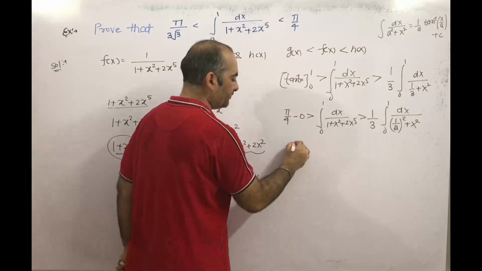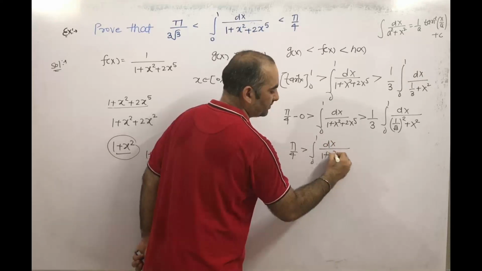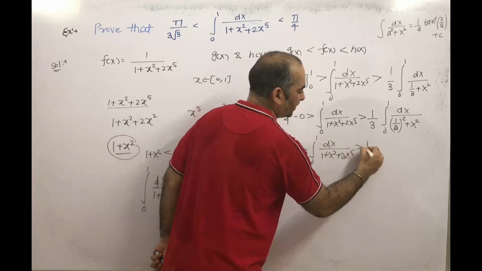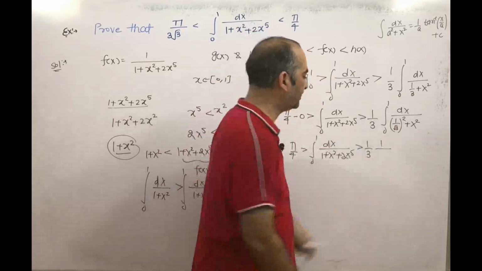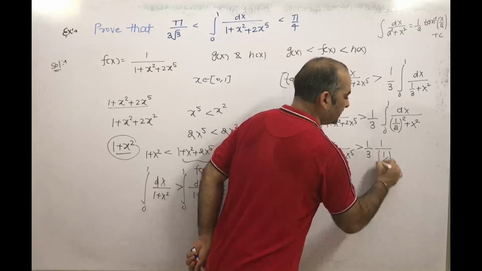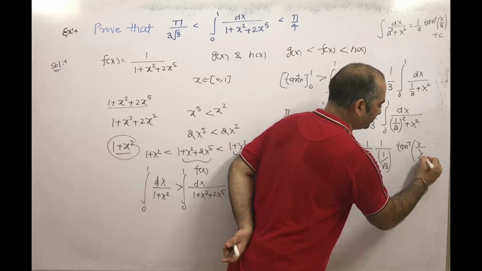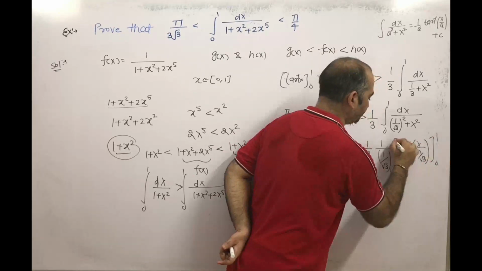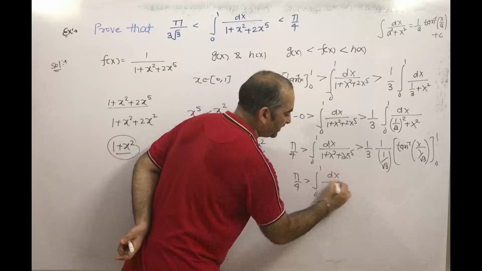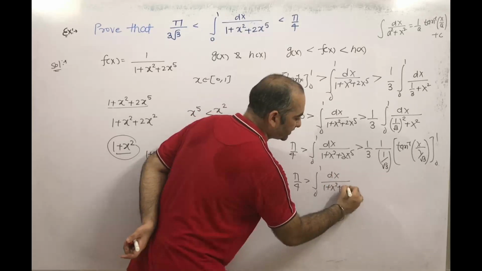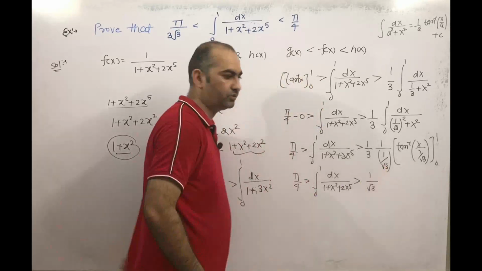So what will come here? π/4 is greater than the integration from 0 to 1 of dx divided by 1 plus x² plus 2x⁵, which is greater than 1/3 times this integration. If you do it, what will come? 1 divided by a is 1/√3, so 1/√3 tan⁻¹(x divided by a), where a is 1/√3, with limit 0 to 1. So this will come: 1/3 divided by 1/√3 is, 3 divided by √3 is √3, we can write.